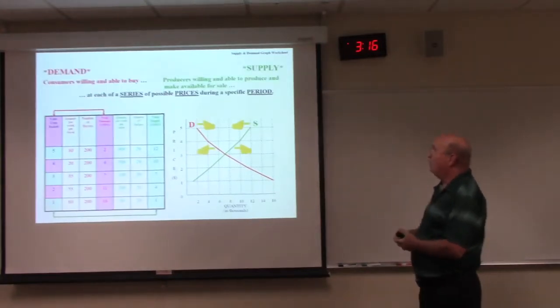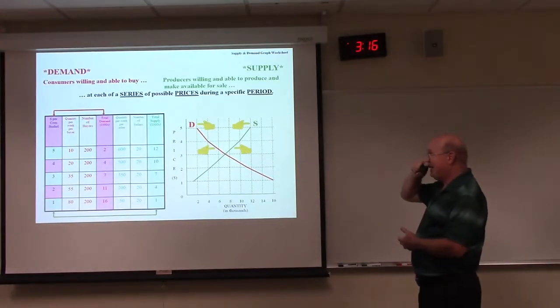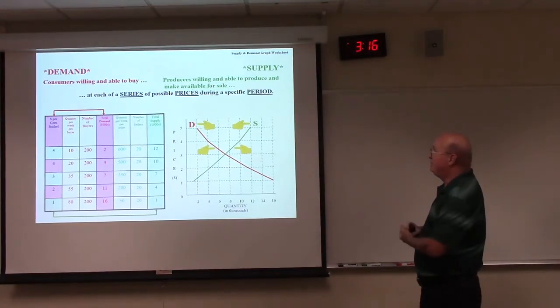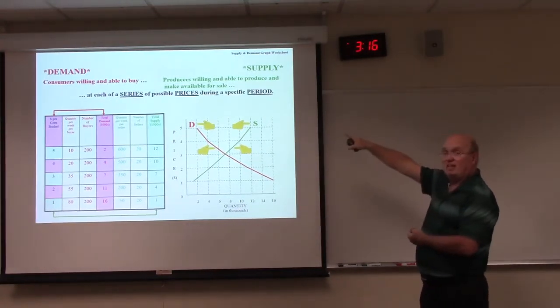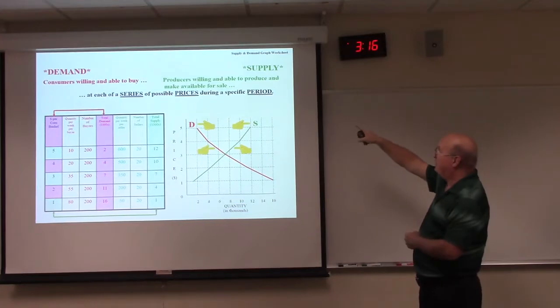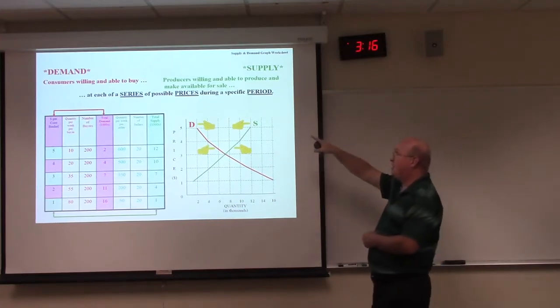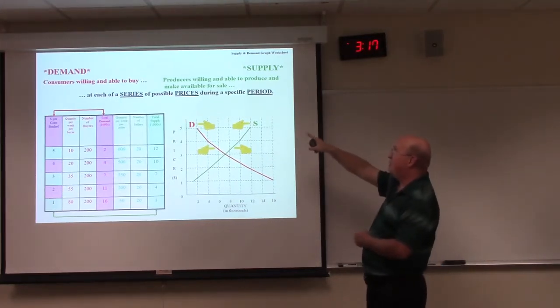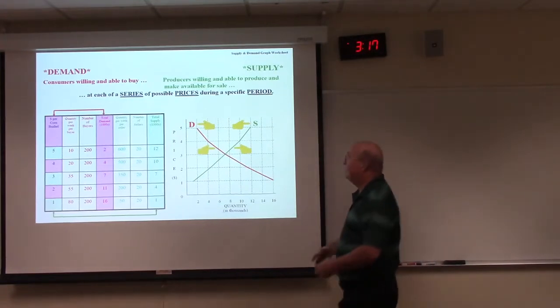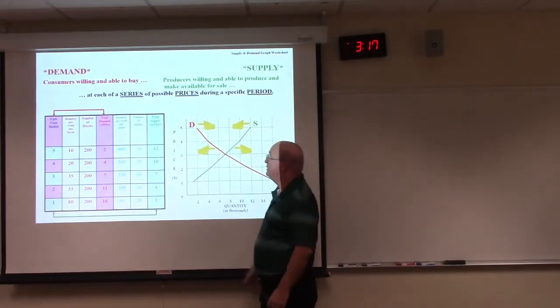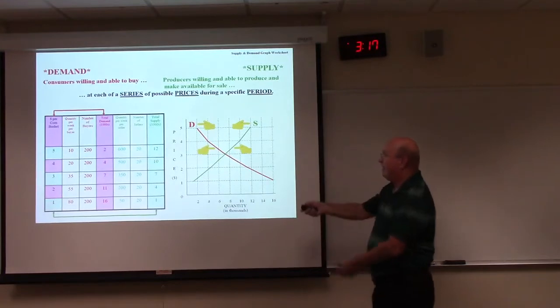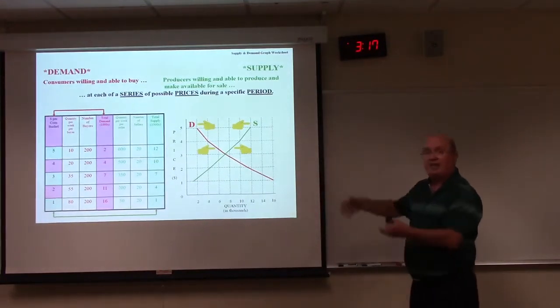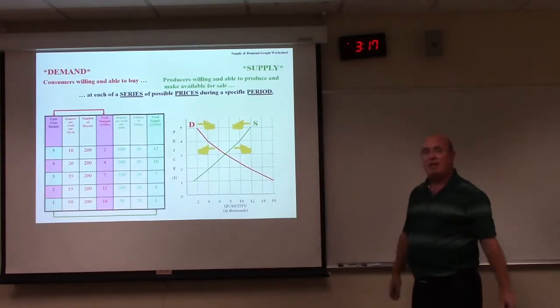All right, so make sure you've got the D and the S on there. Make sure you understand how it came from the table up on top, on the other side of your worksheet or the other worksheet. You should make sure you now understand that this is the series of possible prices during a specific period. Here's the prices. Here's the series. All of these different price things here. And the period is this particular time that we're selling corn.